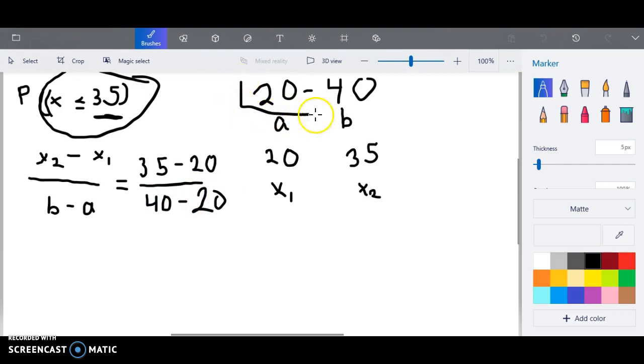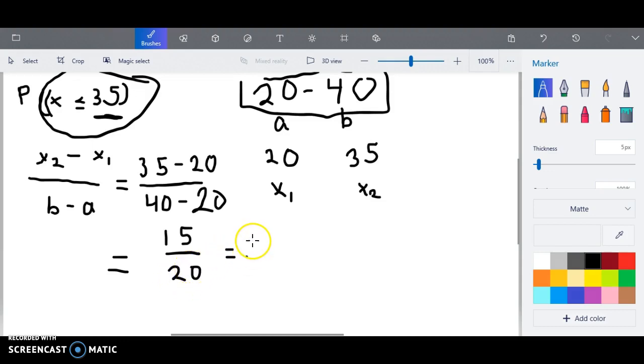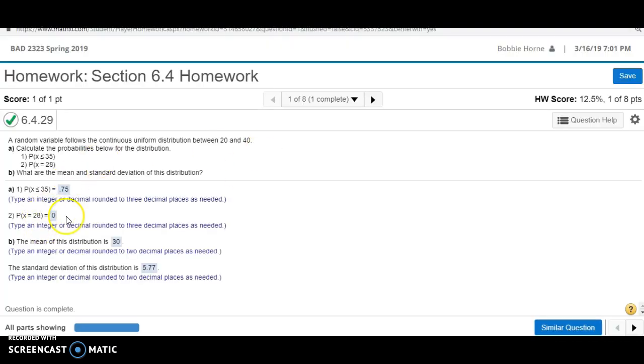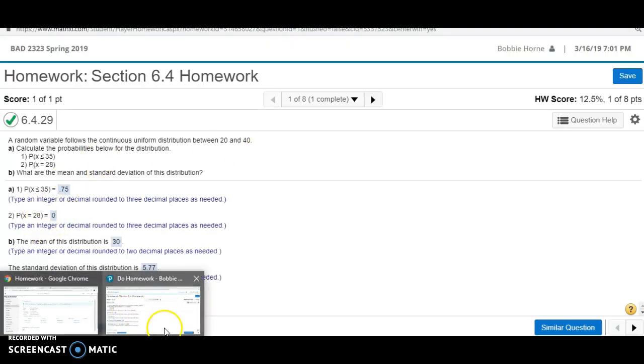Now A and B are going to be these no matter what, if this is your range, 20 to 40, but x1 and x2 could change based on what probability you're trying to find. So that would be 15 over 20, and if you divide that in your calculator you would get 0.75.